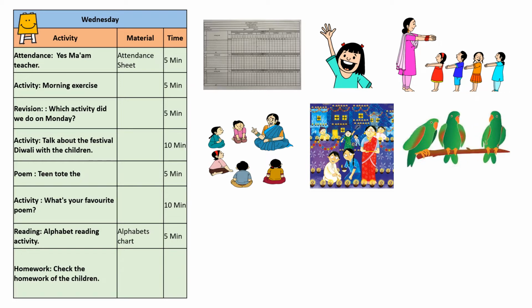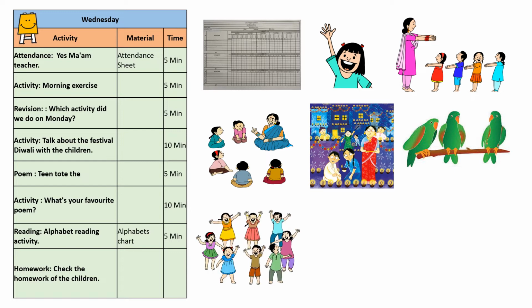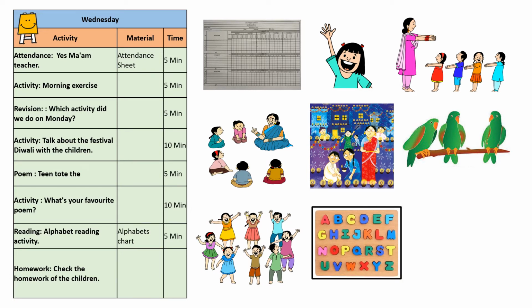Poem. Sing and dance to the Teen Tote poem with the children. What's your favorite poem? Ask the children to recite their favorite poem with the actions. Letter reading activity. Ask the children to read the letters using the alphabet chart. Homework. Check the homework of the children.